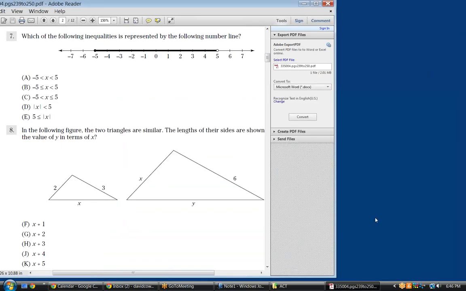So it has to be including 5. Including -5 and up to 5. So B? Yeah. Okay.